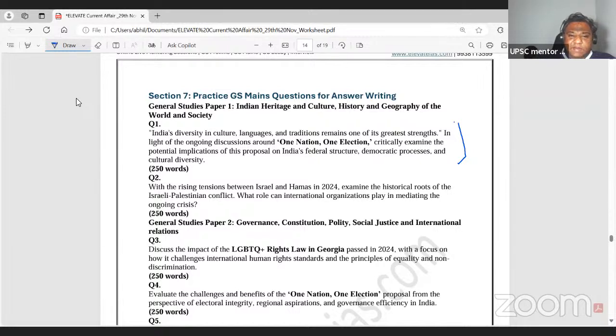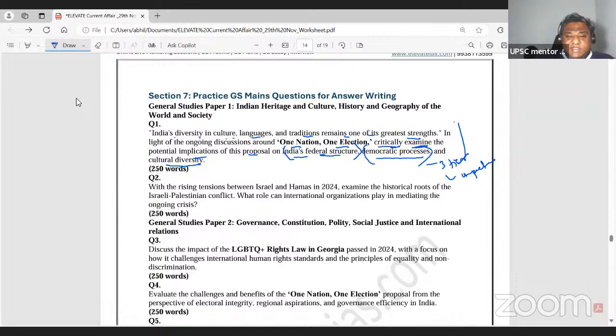For example, here the question is: India's diversity in culture, language, and tradition remains one of its greatest strengths. In light of the ongoing discussion around one nation and one election, critically examine the potential implications of this proposal on India's federal structure, democratic processes, and cultural diversity. Now, if you are not aware of India's federal structure, you do not understand what democratic processes are happening in India, what the three tiers of democracy are, how they will be impacted. All this is polity, and the cultural diversity.